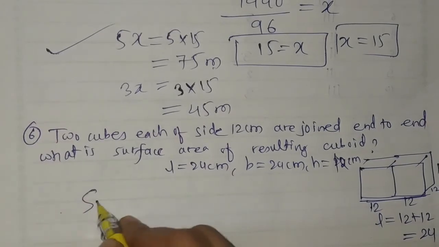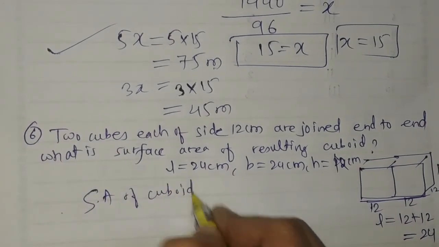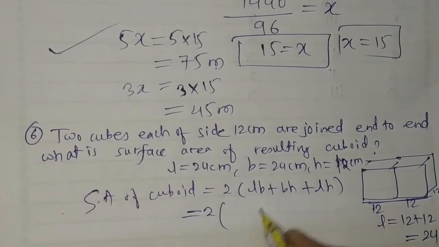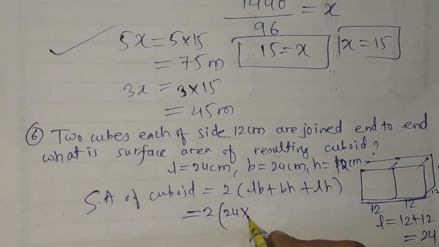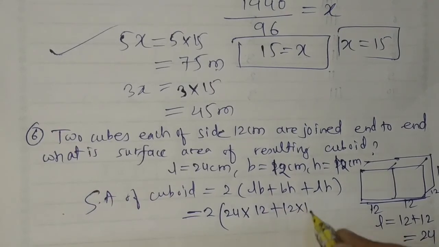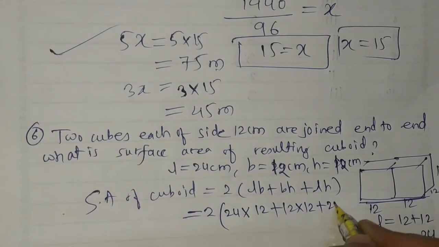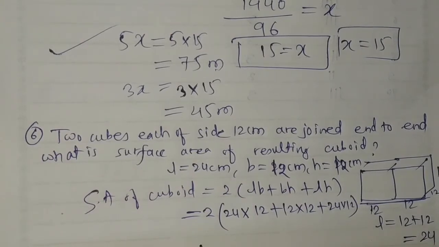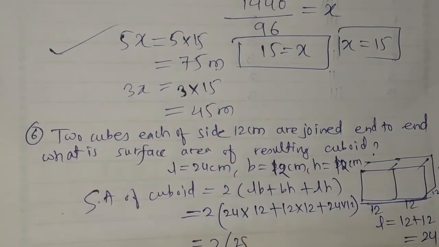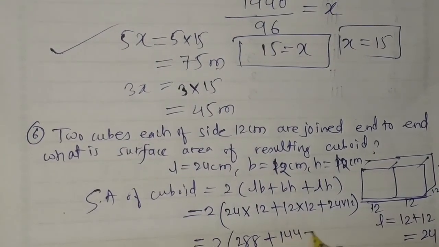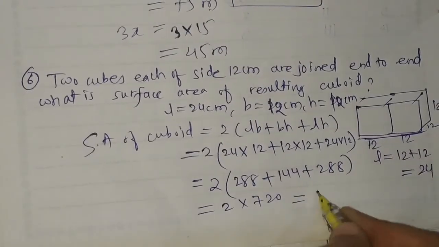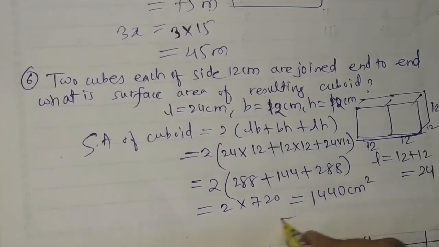Now the surface area of a cuboid is equal to twice of LB plus BH plus LH. So L into B, 24 into 12, plus 12 into 12, plus 24 into 12. So we'll write 2 into, this is going to be 288 plus 144 plus 288. So 2 into 720 will get 1440 centimeters square.